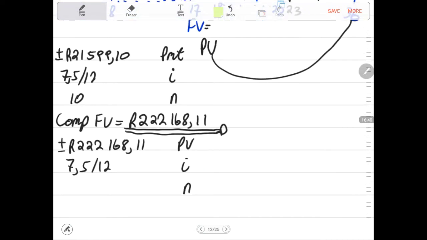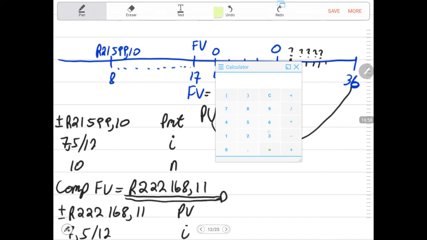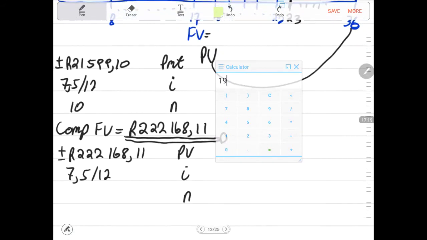Our N now will be 36 minus 17. Why? Because 17, we're still making the payment on the 17th month. Therefore, now we'll have to say 36 minus 17. That means this amount will start earning interest without any payments from month 18. So we exclude 17, but we want to include 18 because that is where it will start earning interest without any payment taking place. So this will be 19, which is 36 minus 17.